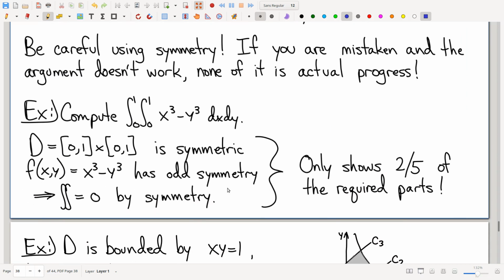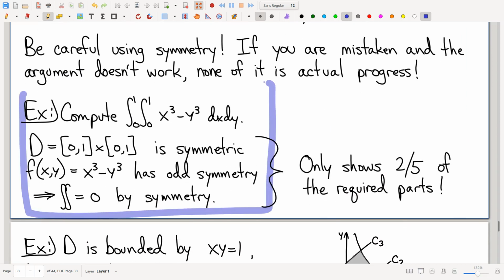Okay, now real quick example. Let's look at this hypothetical student response to a certain question. The question is compute this integral. The student response is these 3 lines here. Student claims the domain is symmetric. It is. Student claims that function has odd symmetry. It does. Student claims that integral is equal to 0. It is 0. The student claims that this is 0 by symmetry, that there is a symmetry argument that is why they claim it's 0. True. Everything the student has written down is true.